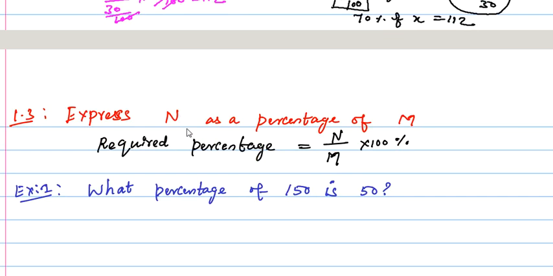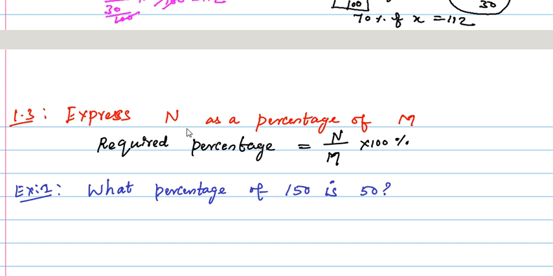Express a number n as a percentage of another number m. The required percentage is equal to n by m into 100 percentage. So this is another formula, and by using it I am going to find the value in an example.